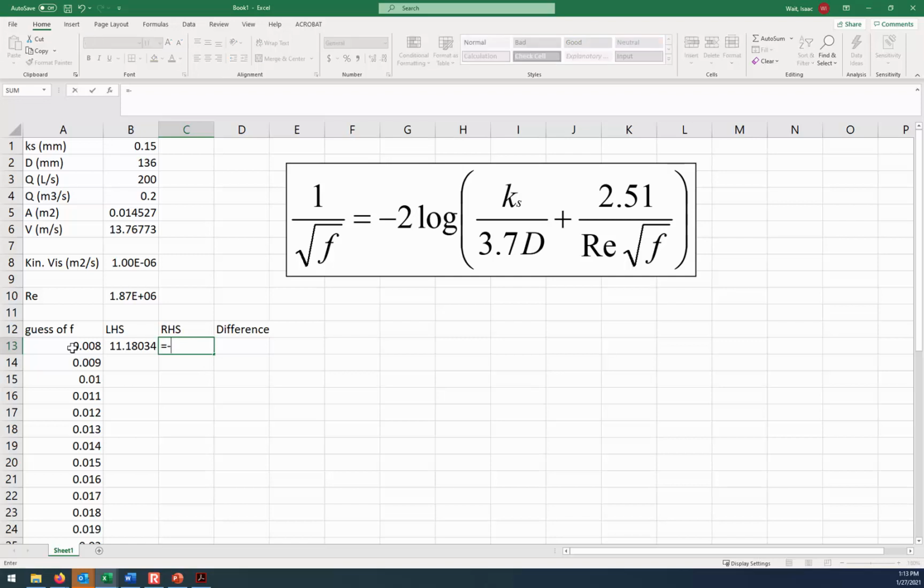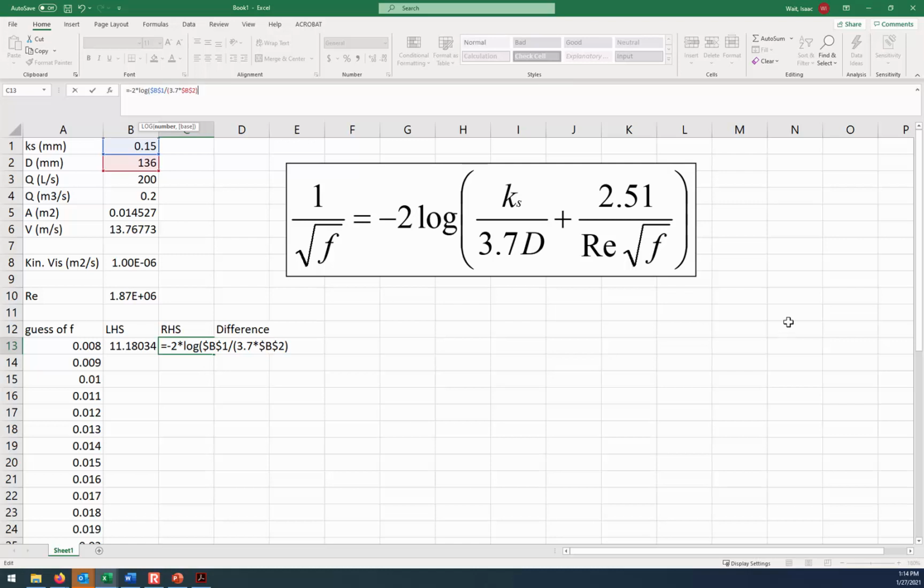Okay, so equals -2 times the logarithm of k sub s, and it's okay if it's in millimeters if I'm going to be then dividing by units of millimeters as well. So k sub s, and I'm going to anchor that reference so that when I drag the formula down, it always looks in the right spot for k sub s. Okay, so that's k sub s divided by 3.7 divided by D. Now another way to write that is divided by 3.7 times D, but I'll often do just the double divided by because it ends up being fewer keystrokes, I think. But for now, I'll leave it like this since it's already there. Okay, so k sub s divided by 3.7 times D, and I'll anchor the reference there.